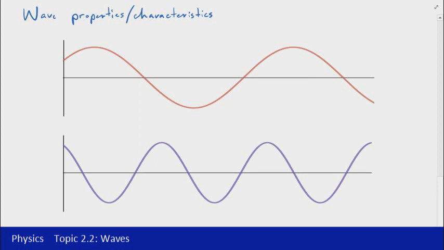We've looked at the two different types of waves, longitudinal and transverse. We're now going to have a look at certain properties or characteristics of those waves. You can see here we've got two graphs that we're going to notate.